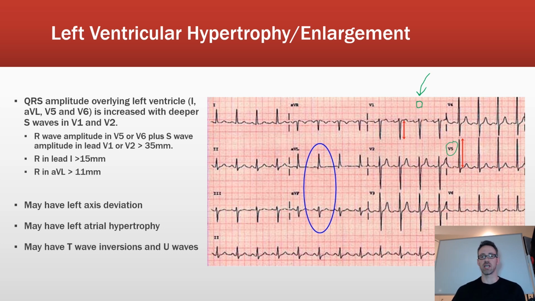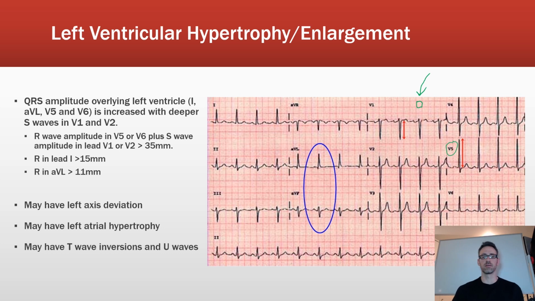Again, I just want to emphasize, you can take V5 or V6, measure the R wave, and add it to either the V1 or V2 S wave. If it's greater than 35 millimeters, that meets one of the criteria. Again, the more criteria it meets, the greater the likelihood that there's left ventricular hypertrophy. So let's take another criterion. That's the first one.